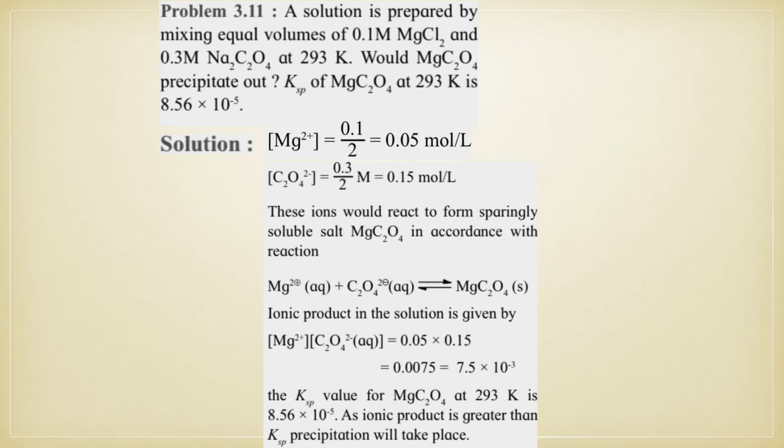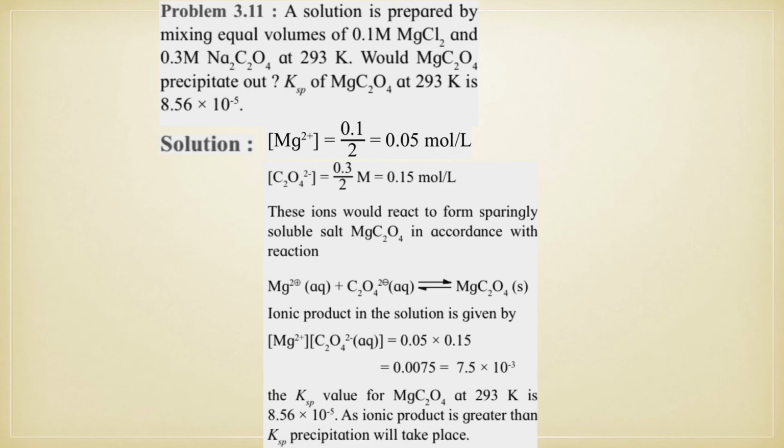Last problem. A solution is prepared by mixing equal volumes of 0.1 molar magnesium chloride and 0.3 molar sodium chromate at 293 Kelvin. Would magnesium chromate precipitate out? Now what is given? Ksp of magnesium chromate at 293 Kelvin is given as 8.56 into 10 raised to minus 5.